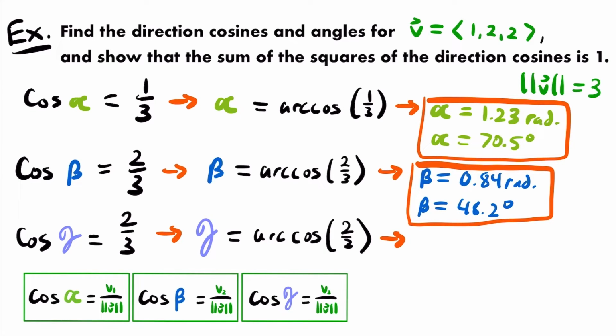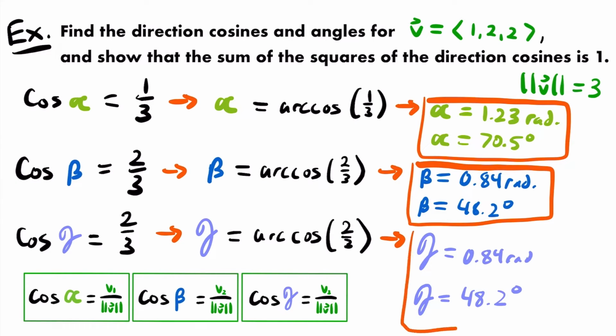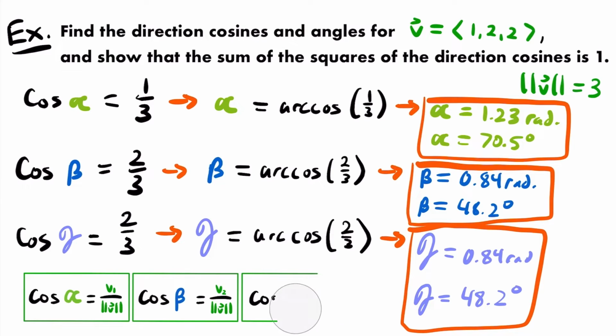And angle gamma is actually going to be the same thing because we have arc cosine of 2/3 again. So angle beta and angle gamma are the exact same angle. All right, so angle gamma is equal to 0.84 radians, or if you like to work in degrees, that is 48.2 degrees. All right, and so those are our direction angles. These 3 angles represent the direction of vector v in the 3-dimensional coordinate system. But we're not quite done yet with this example.